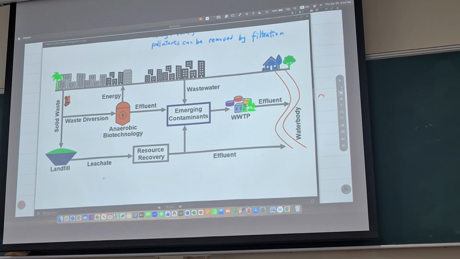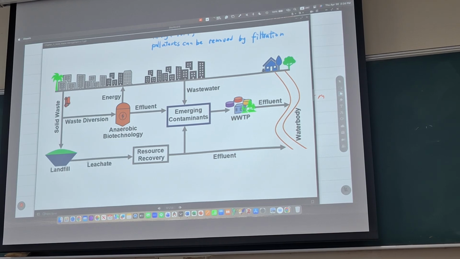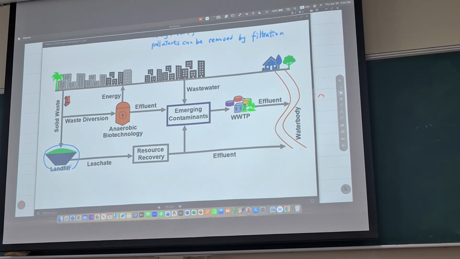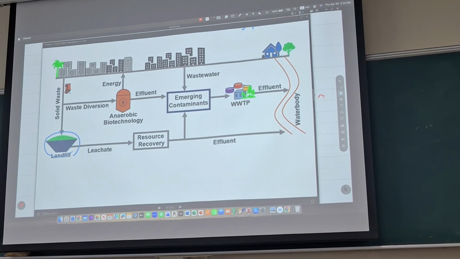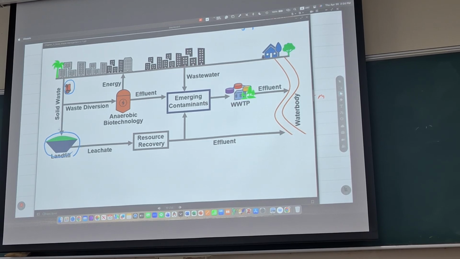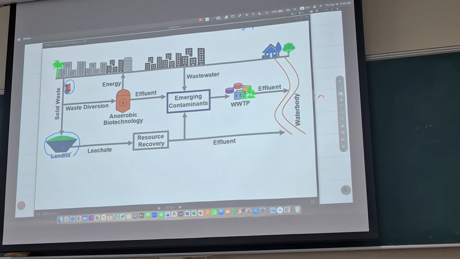Okay, let's get started. This slide shows you how solid waste, landfill, leachate, wastewater treatment plants, and water body are connected. First off, take a look at this trunk, disposal. Dump all the solid waste in the landfill, right? Direct disposal in landfills, right?